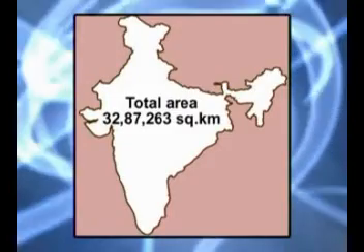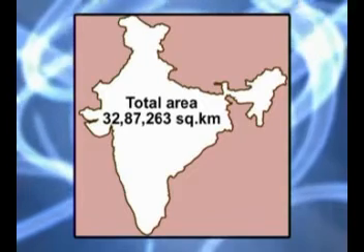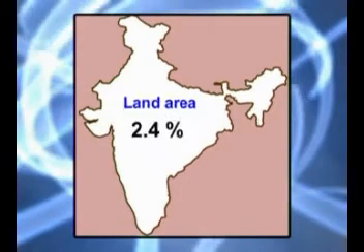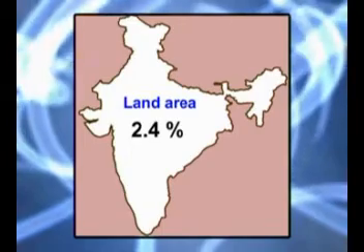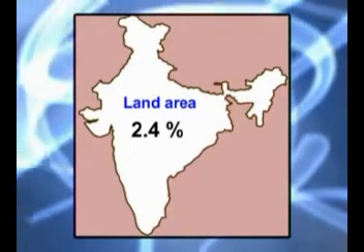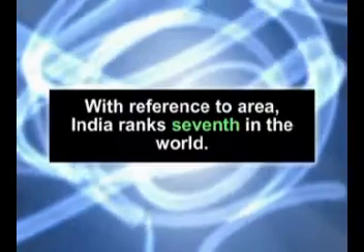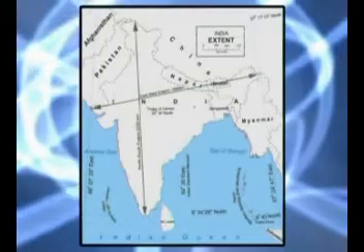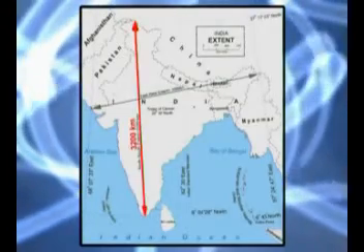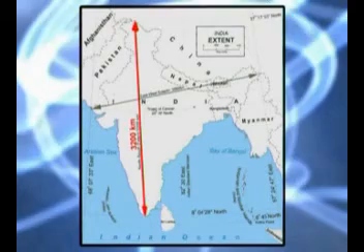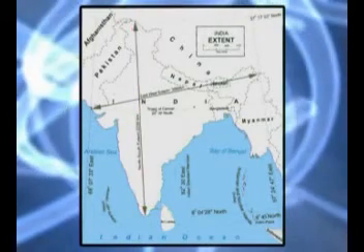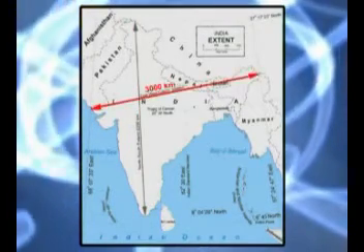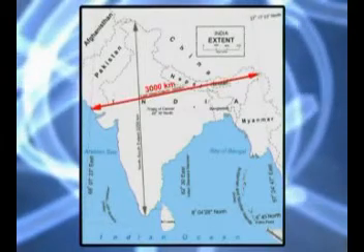The total area of India is 32,87,263 square kilometers. It occupies about 2.4% of the total land area of the earth. With reference to area, India ranks 7th in the world. The maximum north-south distance of mainland India is about 3,200 kilometers, whereas its east-west maximum distance is about 3,000 kilometers.